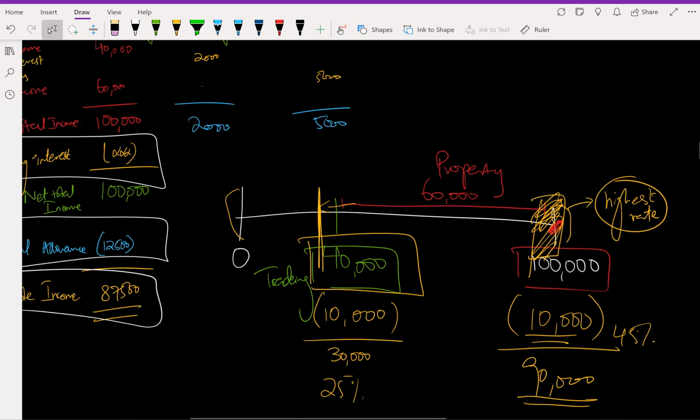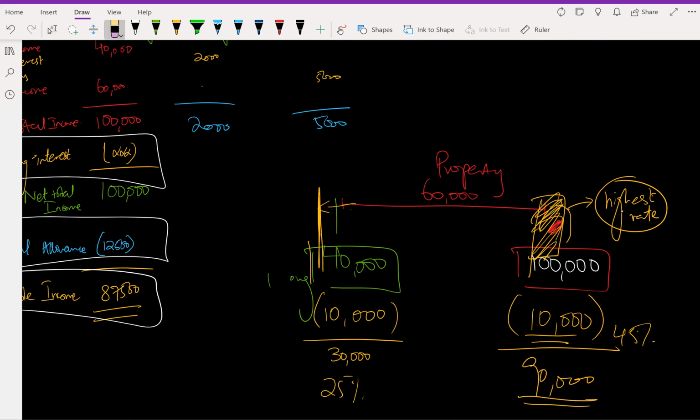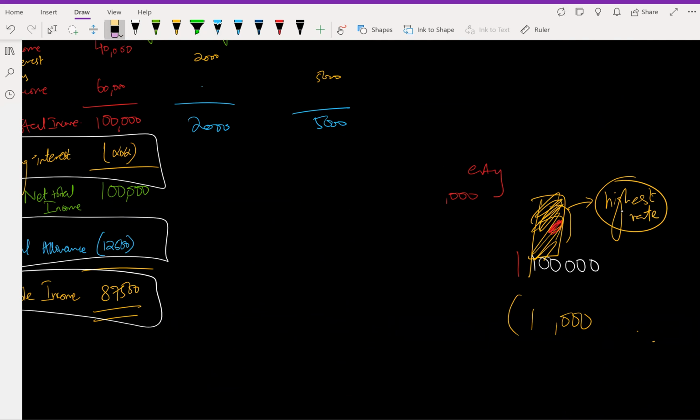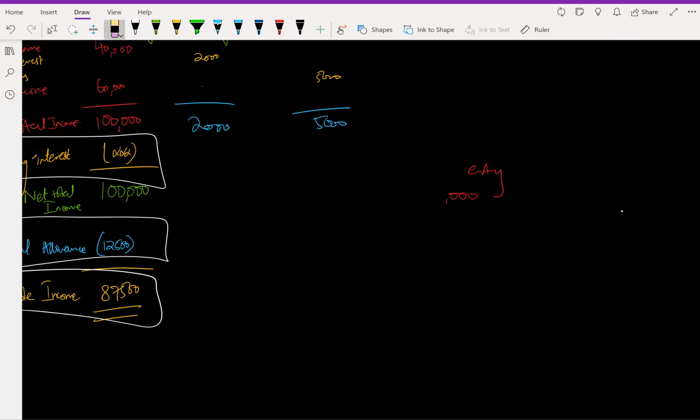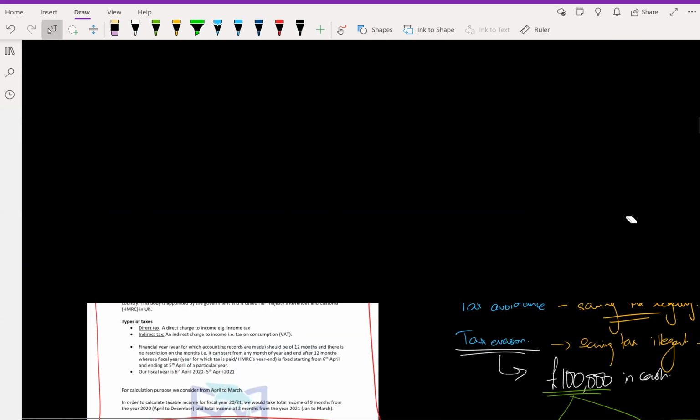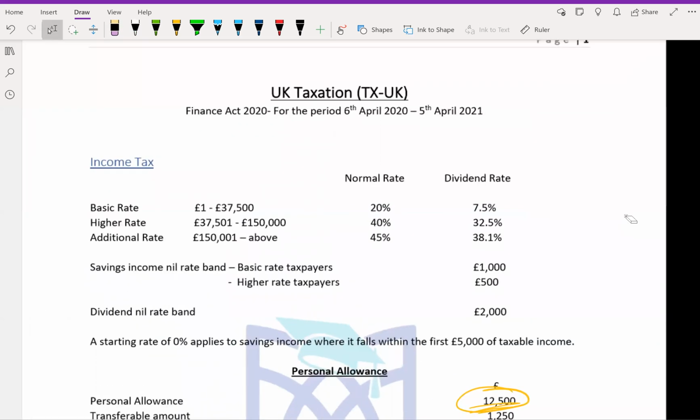Question is, why? I'll tell you why. HMRC taxes the non-savings income without any relief at the highest rate, which is also called the normal rate. 20, 40, 45. Look at the dividend rate: 7.5, 32.5, 38.1. Where did the savings go? There's no savings over here.